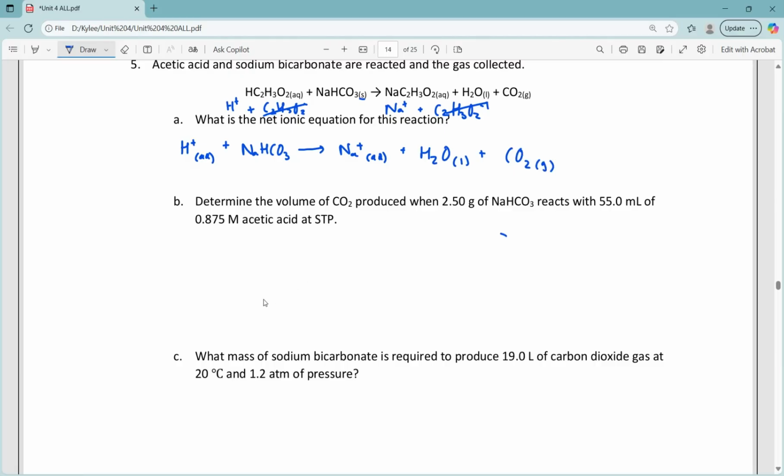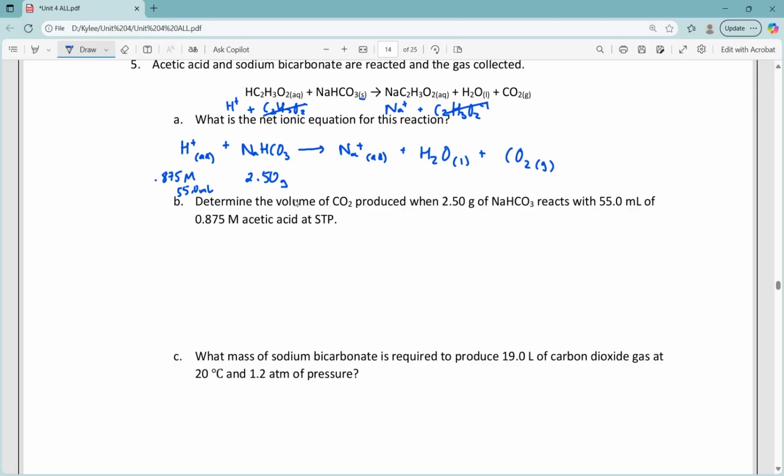Next, they want us to determine the volume of CO2 when 2.5 grams of sodium bicarbonate reacts with 55 mL of acetic acid at STP. Now, on this one, it's going to be a limiting and excess reactant problem. Whenever we're given 2 materials to start with, so for example, they tell me I have 2.50 grams of this, and then they tell me that my acetic acid is 0.875 molar, and then I have 55 mL of it.